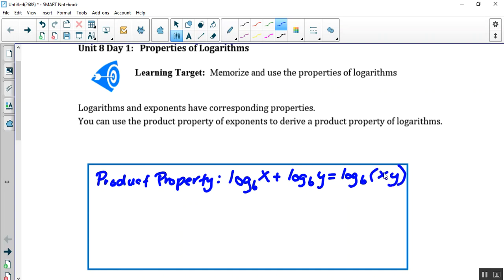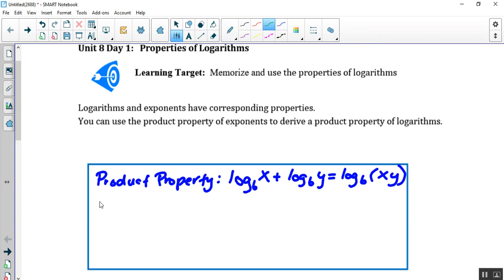And you'll remember that you have a similar property with exponents, that if I want to multiply 5 to the x times 5 to the y, that's going to equal 5 to the x plus y. So you see how it works backwards, because logarithms and exponential equations are inverses of each other.